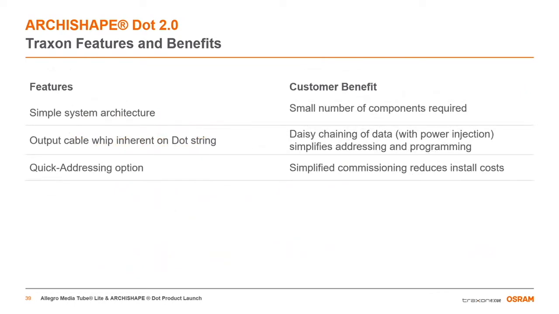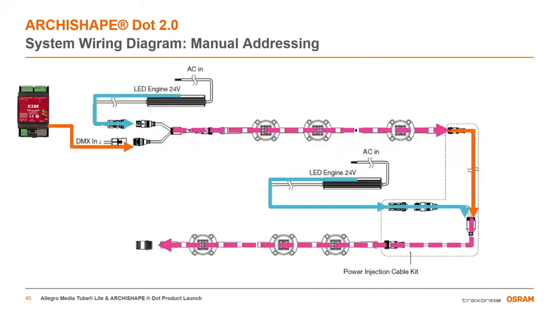The system for the ARCHISHAPE Dot 2.0 comes together, again, very easily with a very straightforward set of components, building on this concept of enabling a trouble-free installation. Power and data is combined at the starter cable and connected directly to the ARCHISHAPE Dot, meaning that this product does not require a data injector such as our Allegro Dot. Where data is still available, a power injection cable can be utilized and inject power into a second dot string and allowing data to continue along this daisy chain of products.